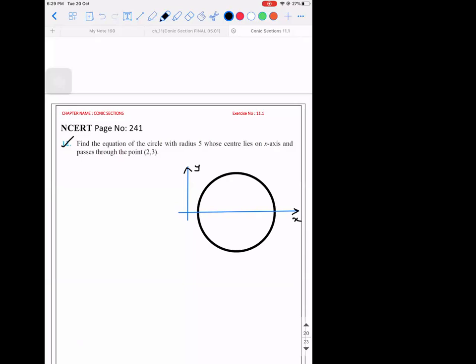So x and y. Find the equation of circle with the radius as 5. The center is lying on the x-axis. Let the center be a comma 0. And it passes through the point 2 comma 3, so 2 comma 3 will satisfy the circle. And the radius is how much, guys? It is 5. So here we need not consider the general equation.